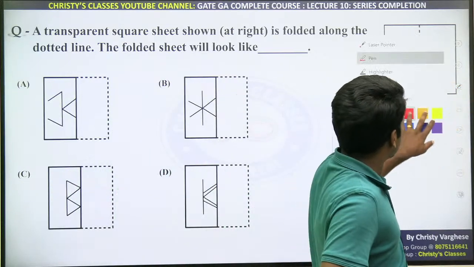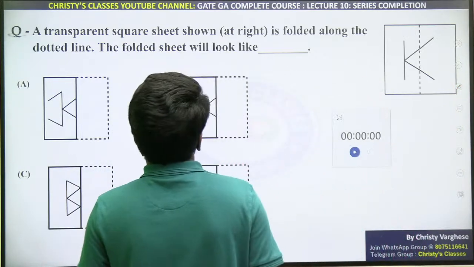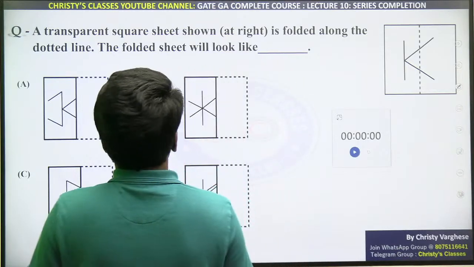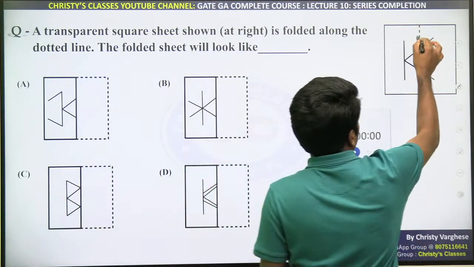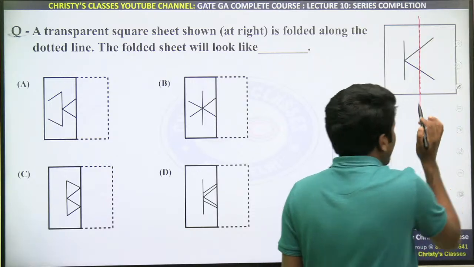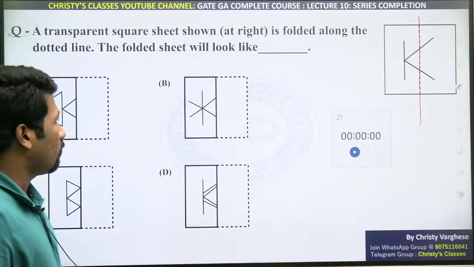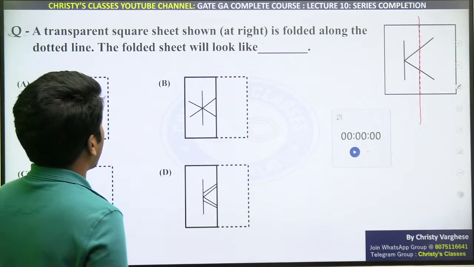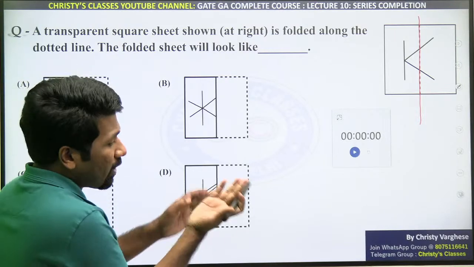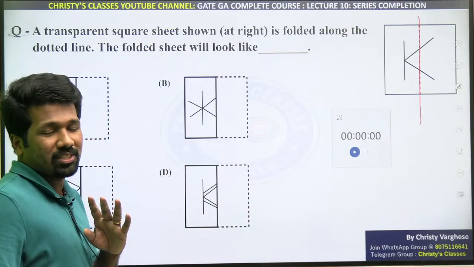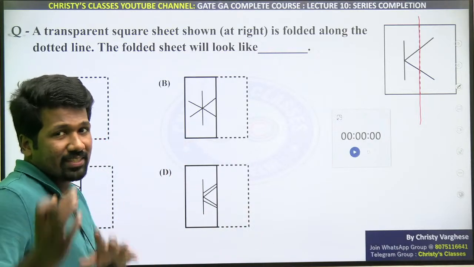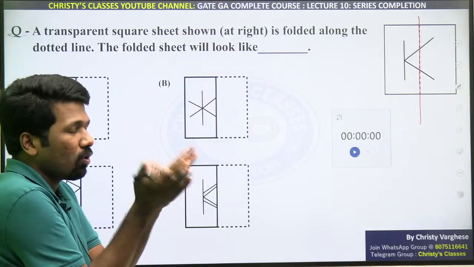Okay, so let's discuss. A transparent square sheet shown is folded along the dotted line. Here is the dotted line. Indirectly, it is saying that the dotted line is the line of symmetry. That is where you need to fold it. It's a folding question, not a mirror image as such.